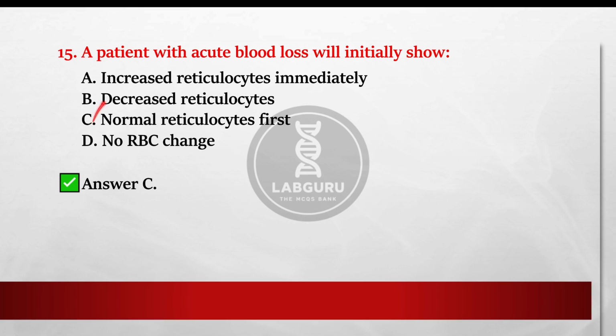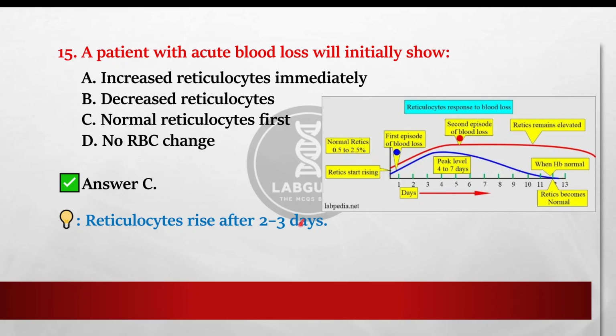That is, if there is a patient with acute blood loss, there will be normal reticulocytes first, because the reticulocytes rise after 2 to 3 days. For 2 to 3 days, they remain in the bone marrow and only after that are released into the bloodstream. You can see the graph, the retics start rising from here. If there is a first episode of blood loss, from 1 to 2 days it will be about normal. Then the peak level will be after 4 to 7 days.